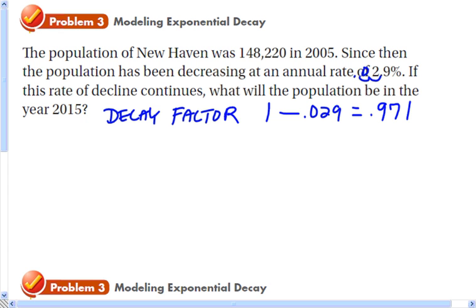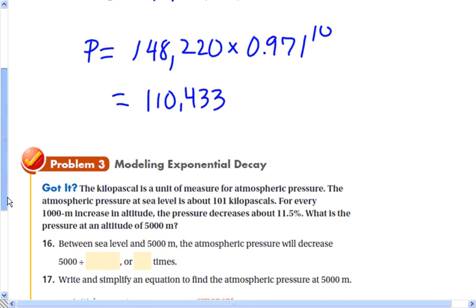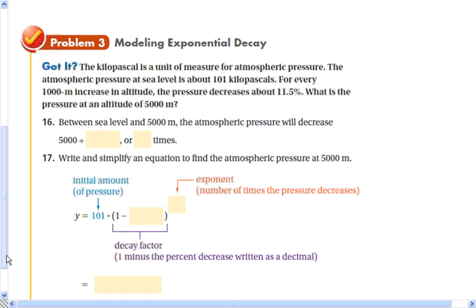And then the rest is pretty much the same. Take your initial population, which is 148,220. And then we're going to multiply by our decay factor, in this case. And then we're going to raise it to the number of years we want to do it. And we want to go from 2005 to 2015, so that's 10 years. Okay? And if you do that right and multiply it out, you should get about 110,433 if you want to round it to the nearest whole number. All right. So go ahead and try that. See if you can get it right.